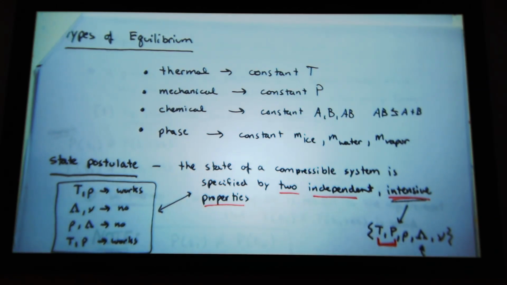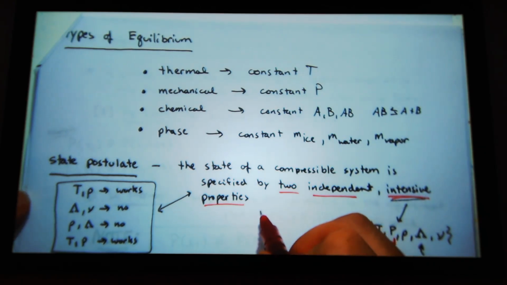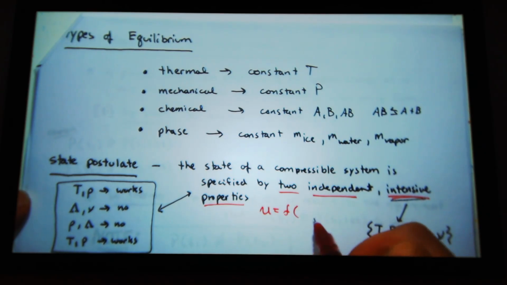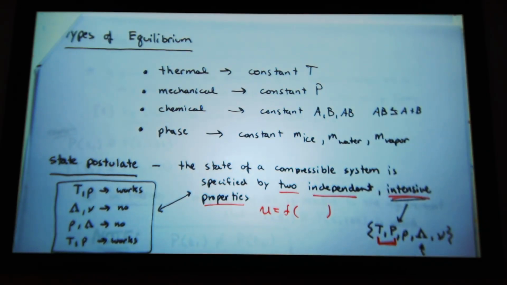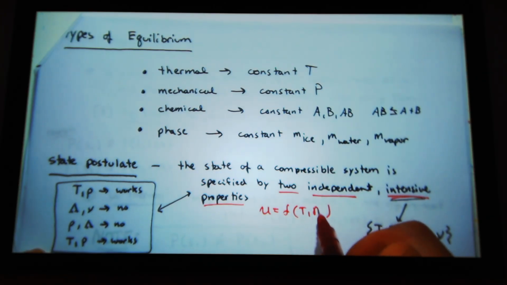So that means any equation I derive to describe the internal energy, which is a state function, I need 2 independent intensive properties. I can have more, but the requirement is if I draw U is equal to something, and I put it in equation form, so let's just do that. U is equal to a function of 2 properties. I know I need 2 independent intensive. So I can put temperature and pressure.